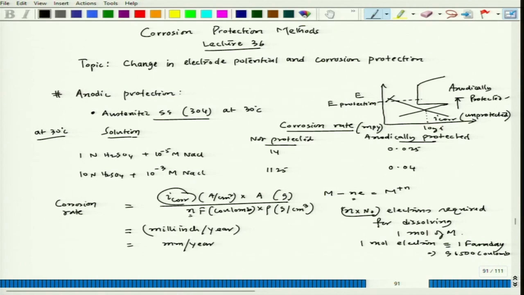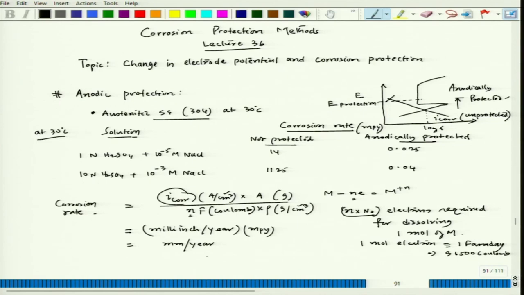Okay, and that relation we can indicate. So we can convert this particular corrosion rate in terms of milli inch per year, which is nothing but MPY, or millimeter per year. Only thing is, this distance unit should be converted into milli inch or millimeter.